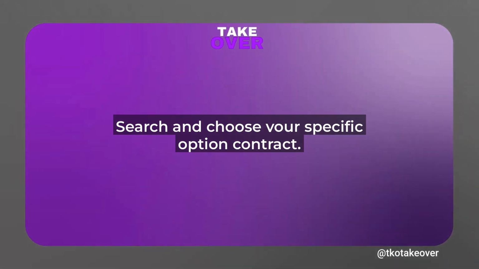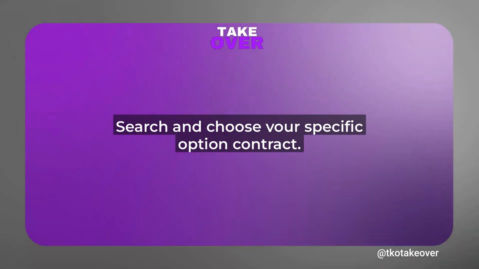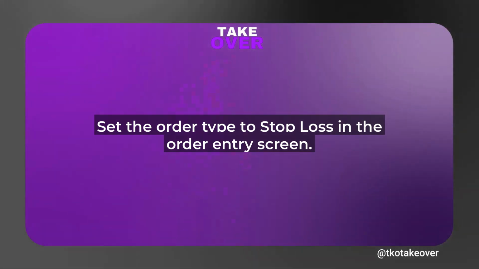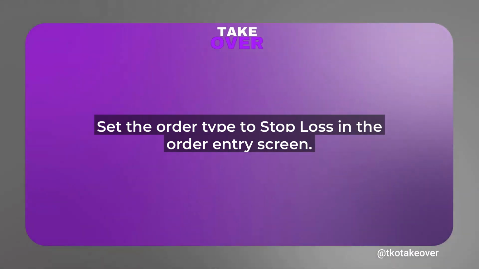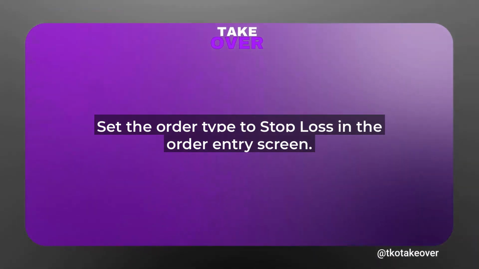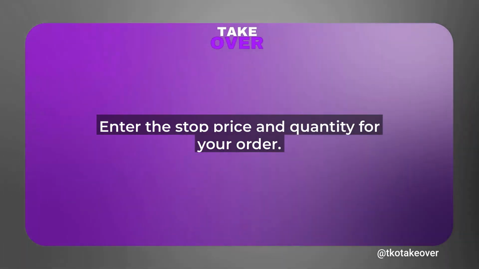Look for the Order Type drop-down menu. Here, you'll find options like Market, Limit, and Stop Loss. Choose Stop Loss as your order type. Next, enter the stop price, the level at which you want the order to trigger. For example, if you own a call option and the stock drops below a certain value, set that as your stop price to sell automatically.